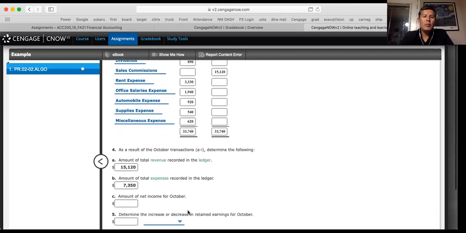Amount of net income for October. So our net income is going to be our revenue minus our expenses. So we're going to go 15,120 minus 7,350, and we get, so this minus that, $7,770.